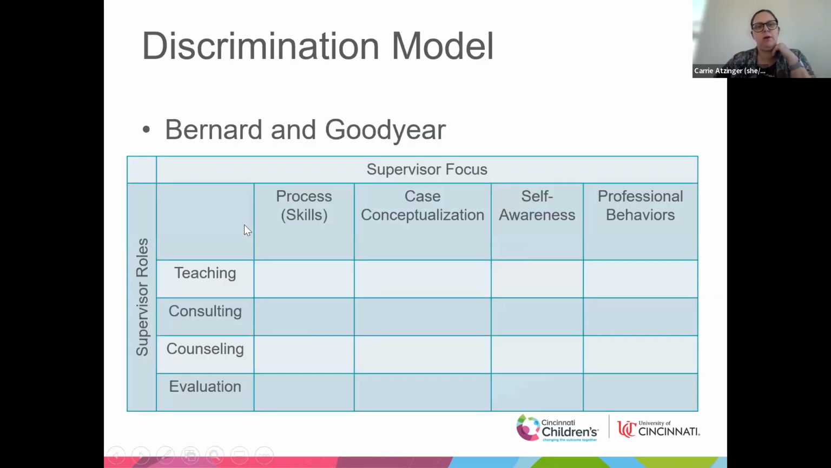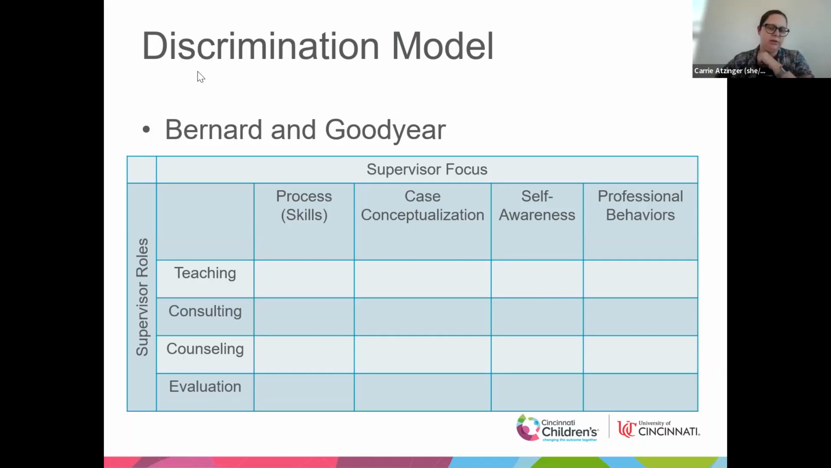So discrimination models are just the idea that in different situations as a supervisor, you're going to be taking on different roles. So in some cases, you may be teaching information. So saying, hey, this is how you should do this, or when this comes up, this is what you should do. Sometimes you're going to be consulting, and that may look more like, hey, I noticed this happened in the session. What do you think was going on there? How do you think you might handle that differently next time? So sort of doing it more collaboratively.